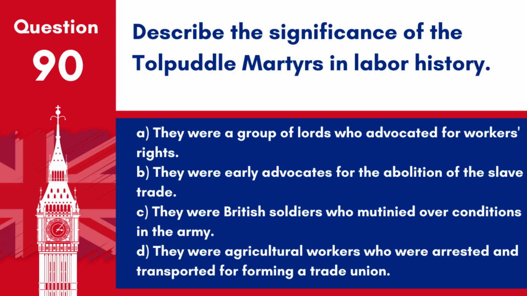Question 90. Describe the significance of the Tolpuddle Martyrs in labour history. A. They were a group of lords who advocated for workers' rights. B. They were early advocates for the abolition of the slave trade. C. They were British soldiers who mutinied over conditions in the army. D. They were agricultural workers who were arrested and transported for forming a trade union.